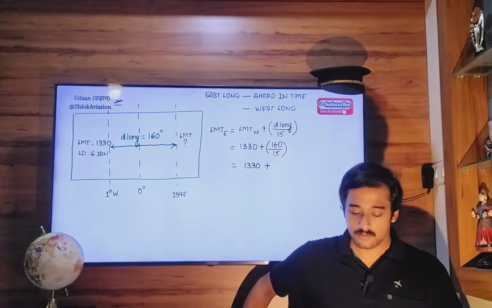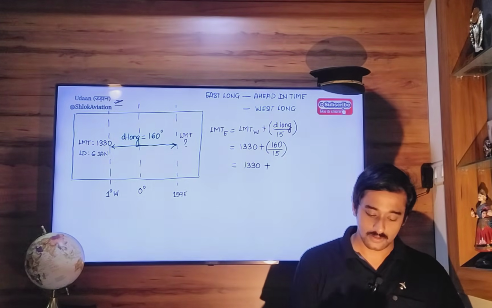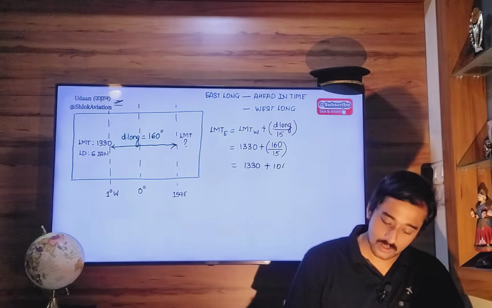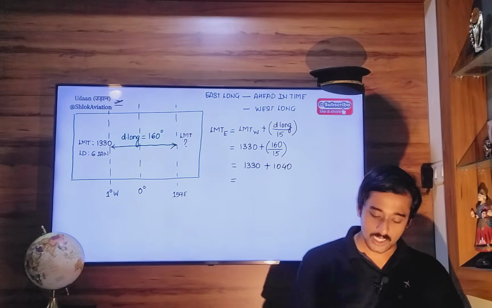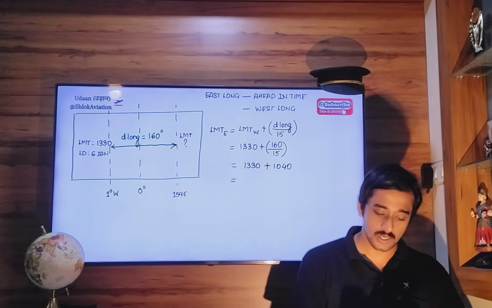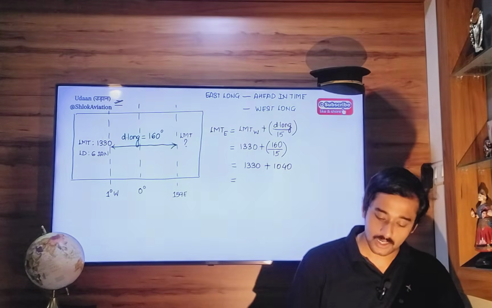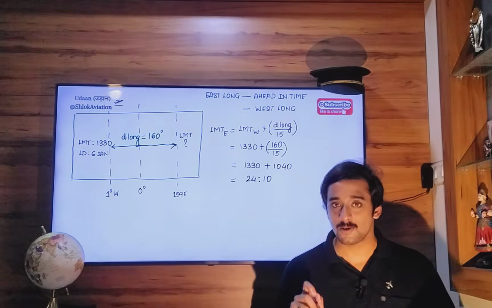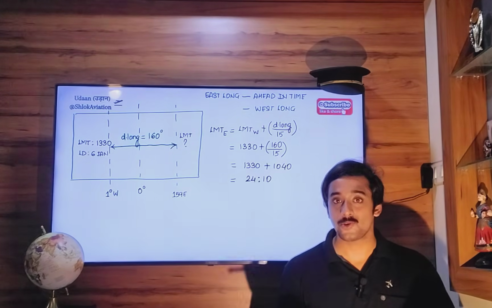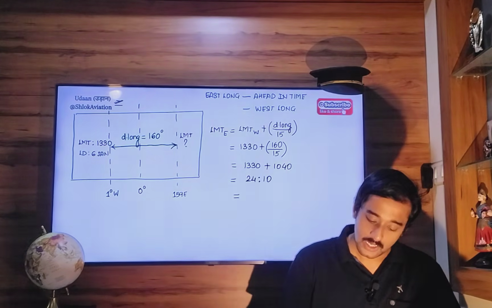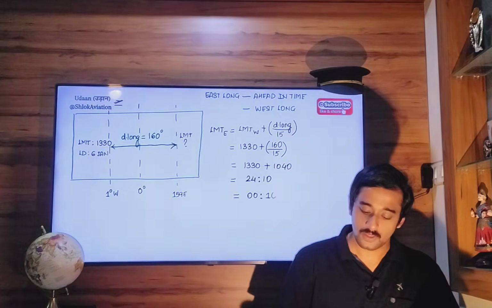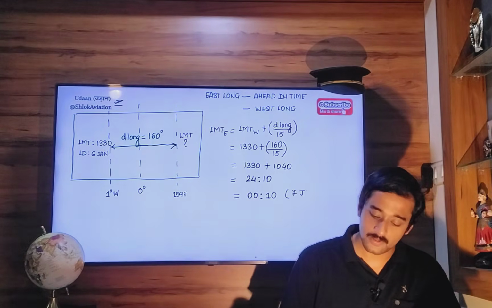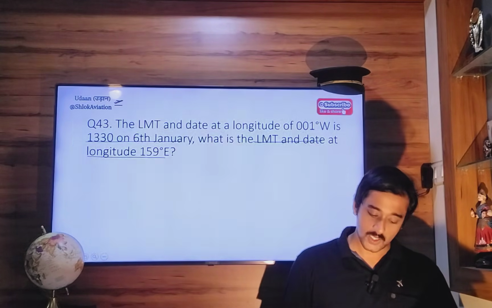So 160 by 15 is 10 hours 40 minutes. 10 hours 40 minutes plus 13 hours 30 minutes is 24 hours 10 minutes. Now, in a particular day, we have a maximum of 24 hours. So we cannot have 24 hours 10 minutes. So this will be equal to 0010, and the date will be the next day. So the next day is 7th of Jan. Okay, so this is your answer.